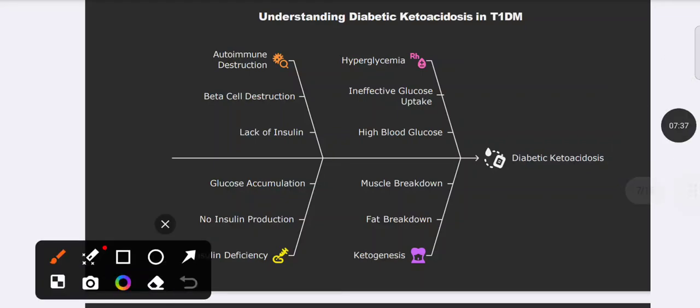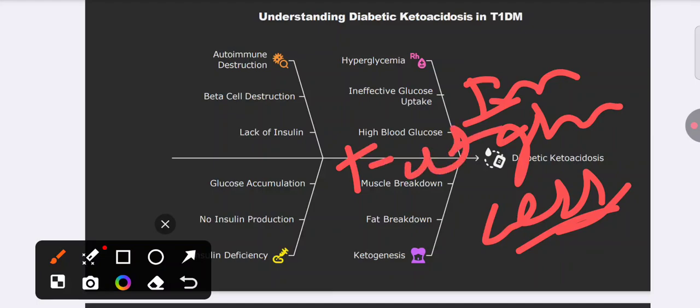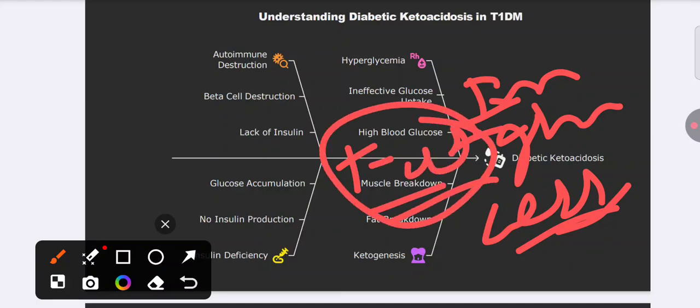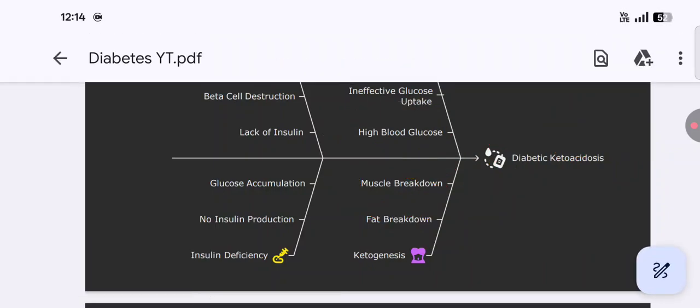Why this happens: when our body is not producing insulin, glucose will start accumulating, so our cells will not have energy to use, so fat breakdown will start in our body. Fat will break down and produce ketone bodies, so more and more ketone bodies will accumulate, and diabetic ketoacidosis will be seen.